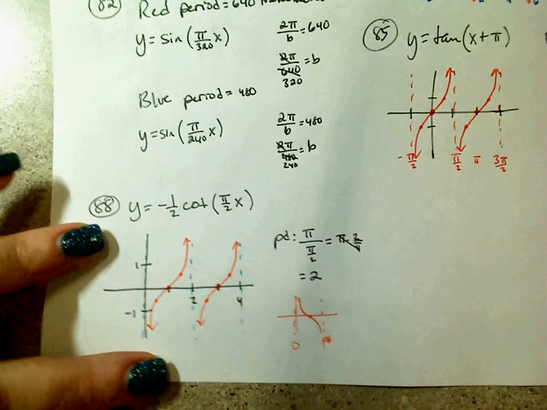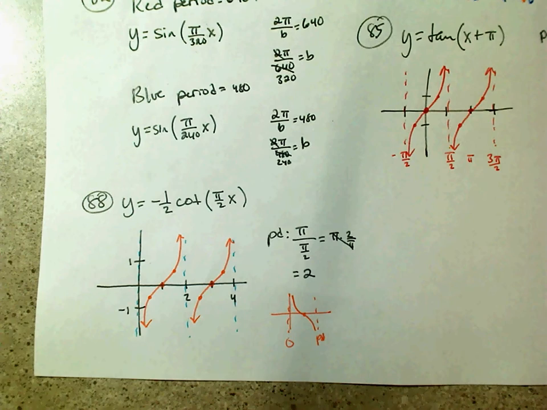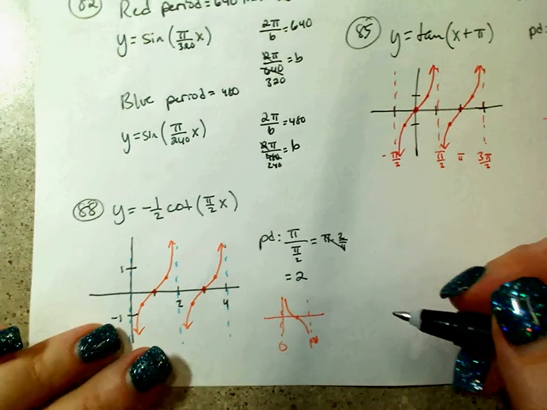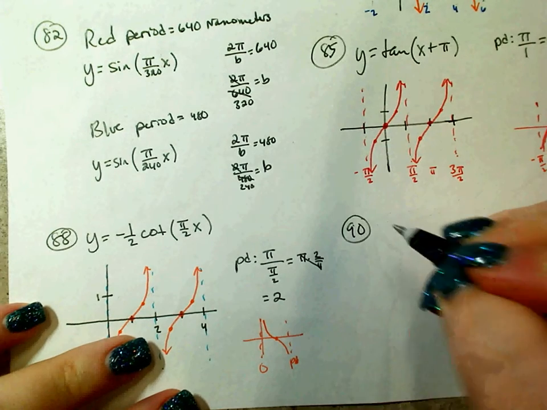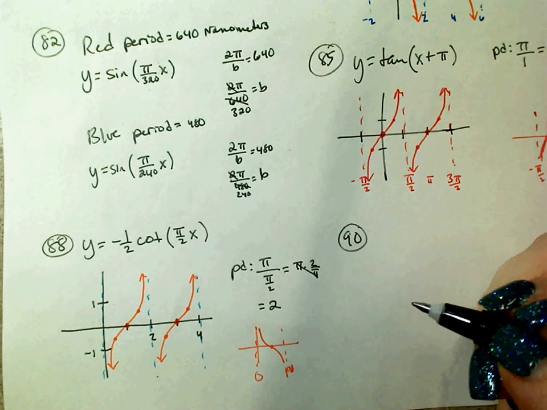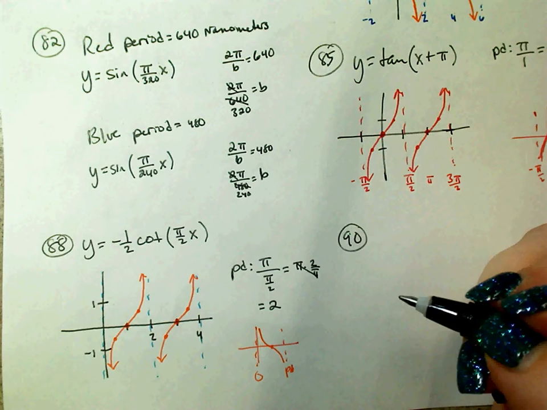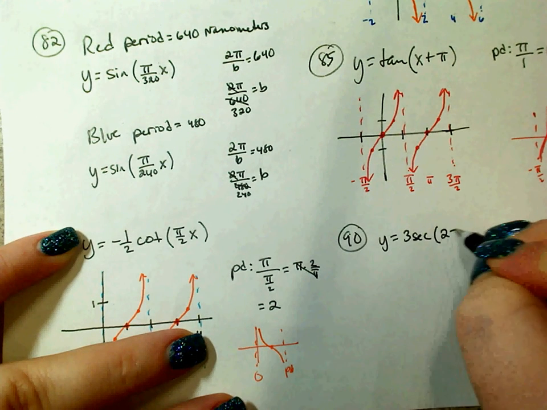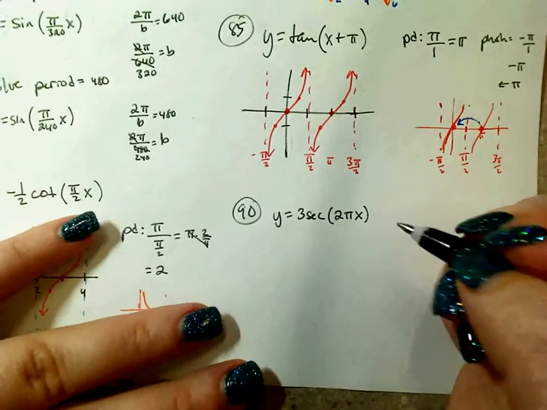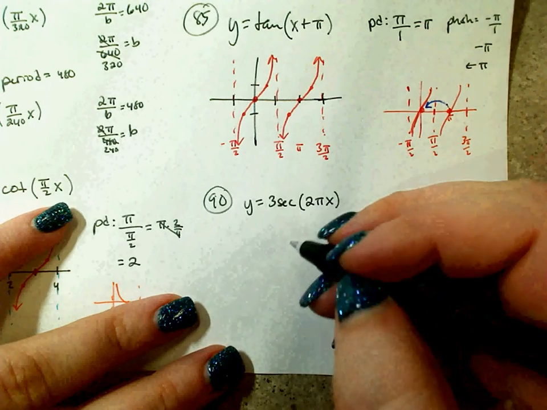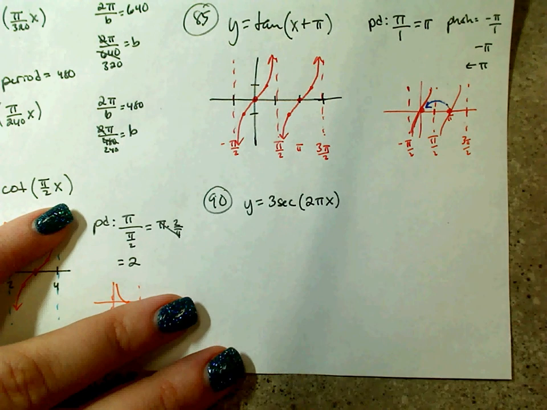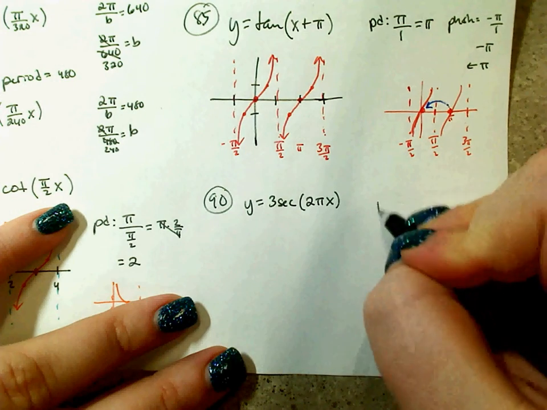All right, 90. 90 is graphing 3 secant of 2 pi x. Okay, so we got a vertical stretch by a factor of 3, and then the period. Secant is reciprocal cosine, which means we go back to the normal period. 2 pi divided by b, which is 2 pi, which is just 1. So, the cosine wave.